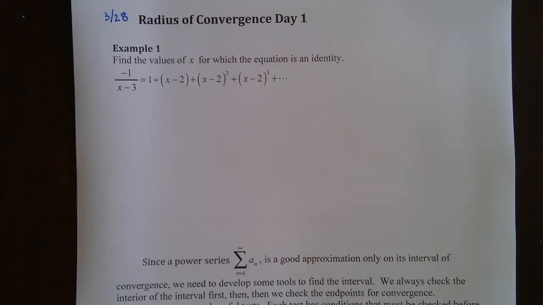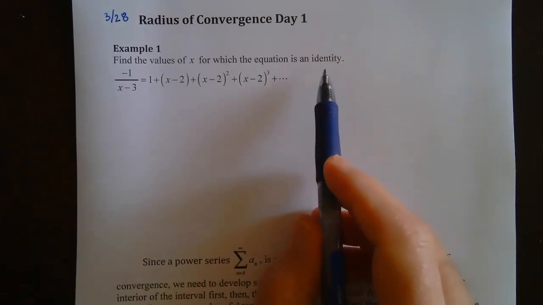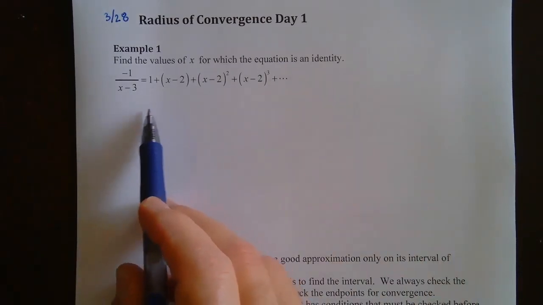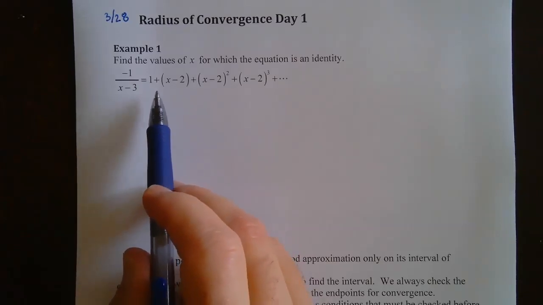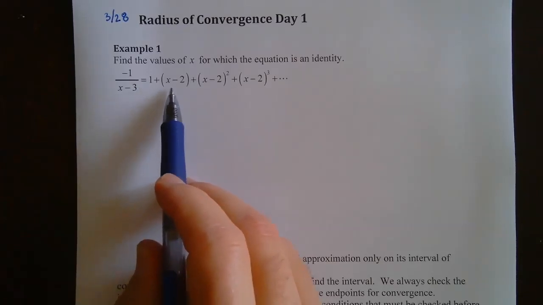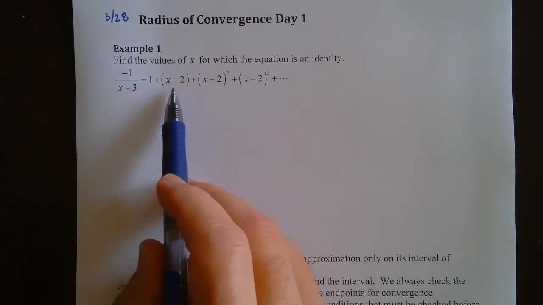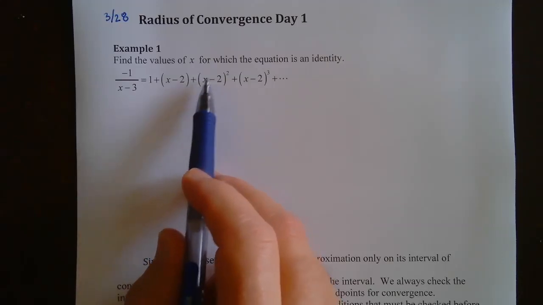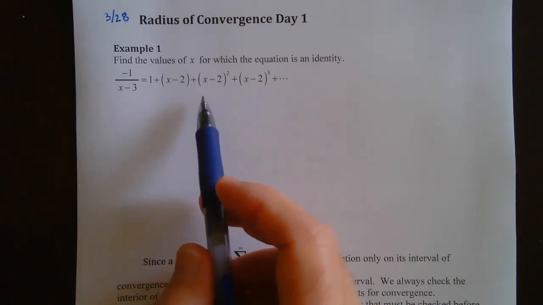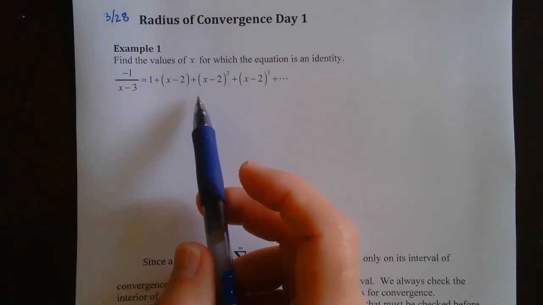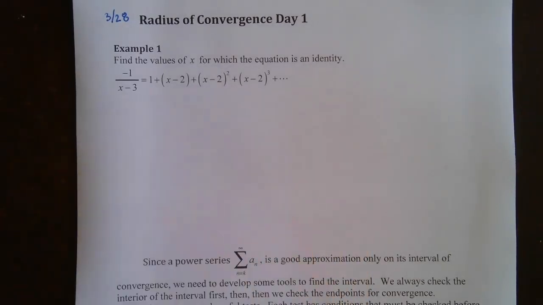All right, so the first example is this: find the value of x for which the equation is an identity. Now, what identity means is that this is true. So what values of x is this true? Well, there's a couple ways to look at this. One way, you could look at this and go, I'm multiplying by x minus 2 each time. So 1 times x minus 2 is x minus 2. X minus 2 times x minus 2 is x minus 2 squared. X minus 2 squared times x minus 2 would be x minus 2 cubed, and so on. So that would mean this is a power series, which means it's a geometric series, and then our r would be this x minus 2. So that's one way to look at it.